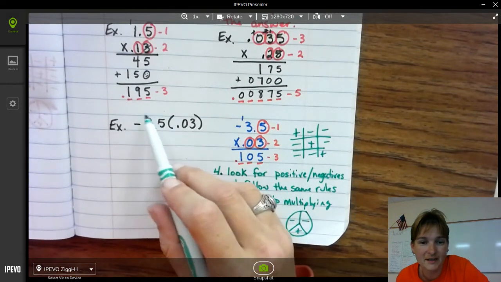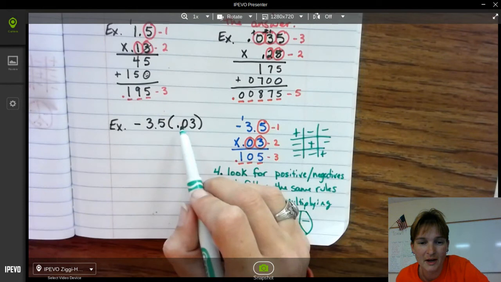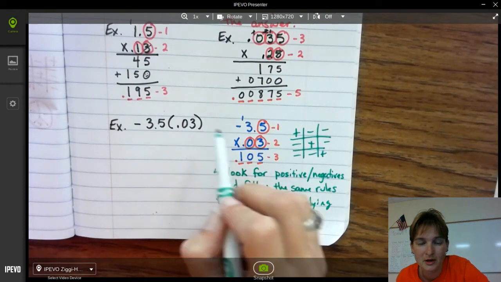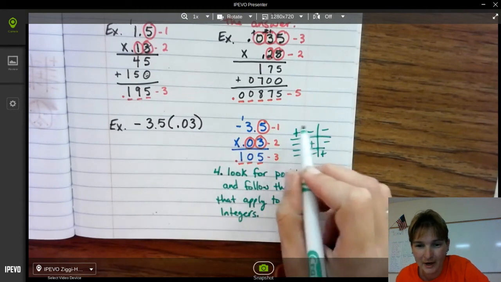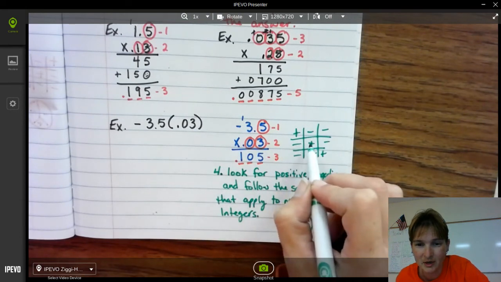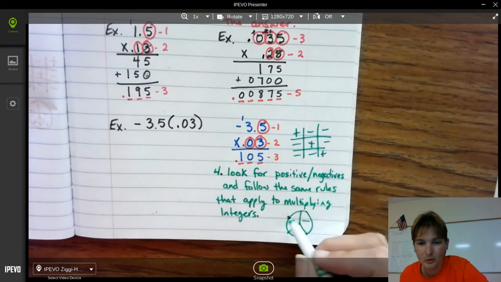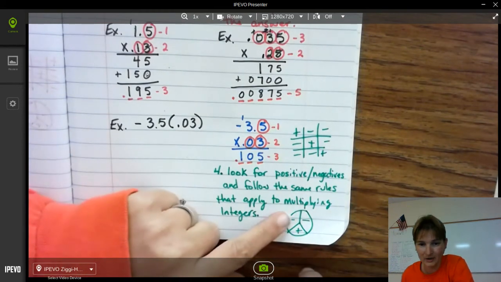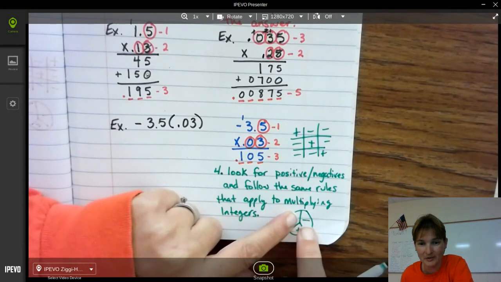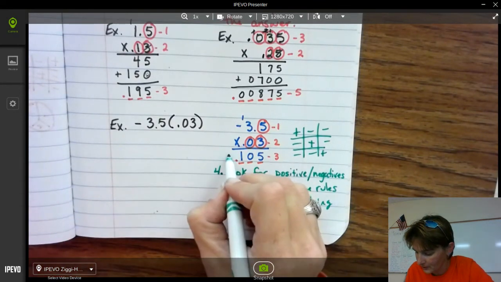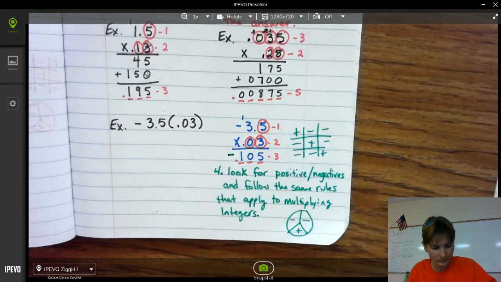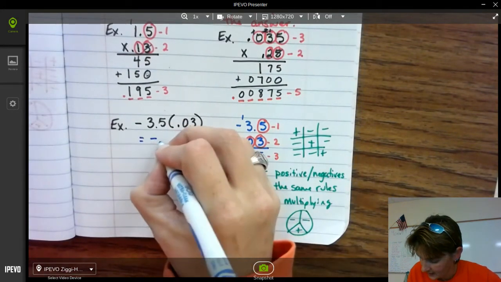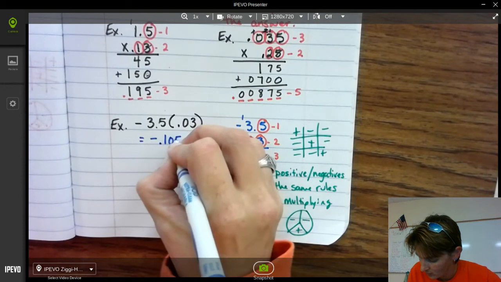So now we have a negative 3.5 multiplied by the 0.03. So we need to know what a negative times a positive is. If we look at our tic-tac-toe, we have a negative times a positive equals a negative. With your peace sign, if you cover up a negative times a positive, we're left over with a negative. So our answer should be a negative 0.105. All right, so the answer to this question is negative 0.105.